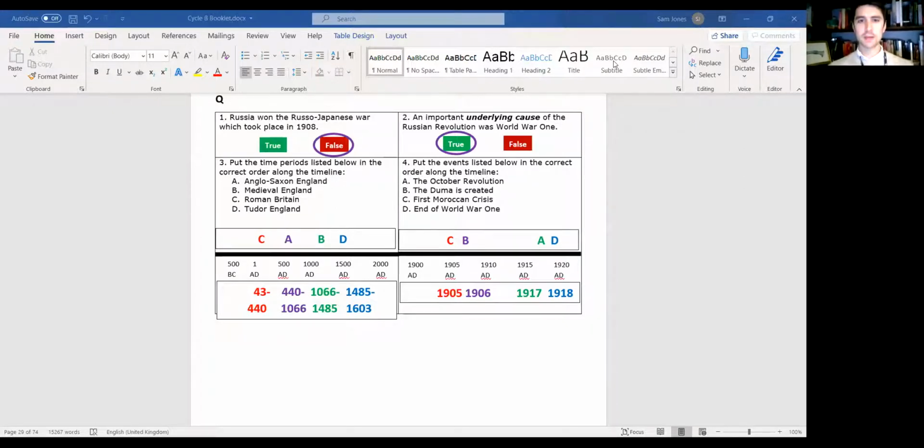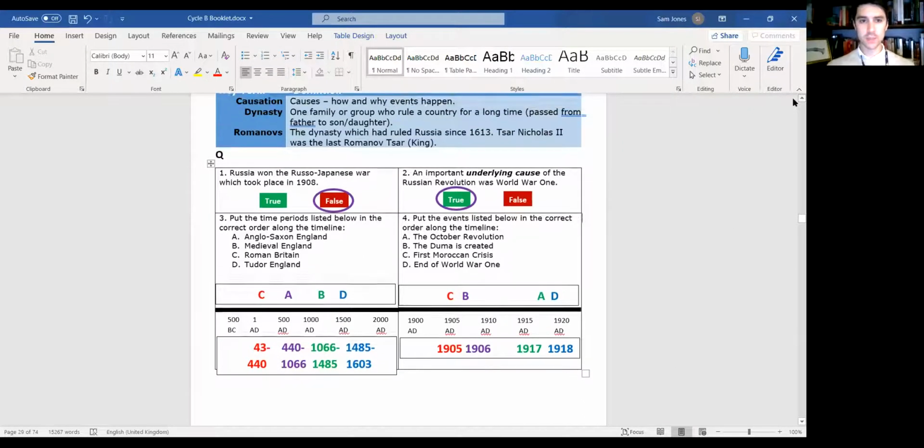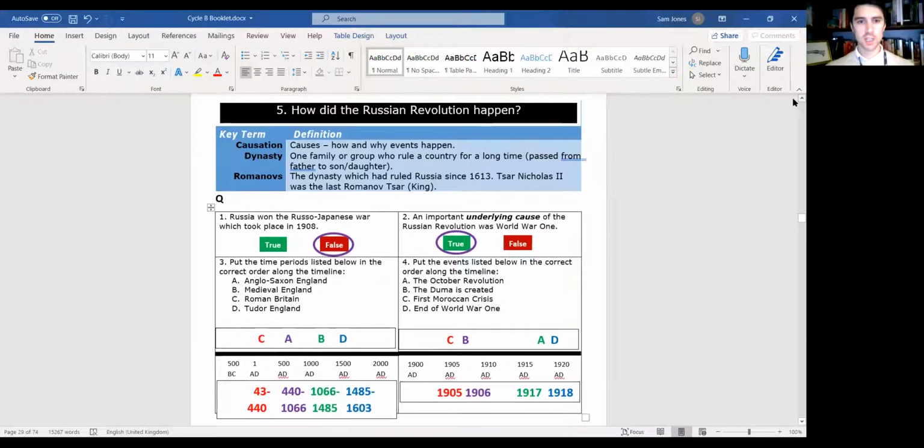So you should be able to see now the answers on the screen. Year 9 to the Quizlet. Russia did not win the Russo-Japanese War. Japan did. And it did not finish in 1908 either. It finished in 1905. It went from 1904 to 1905.